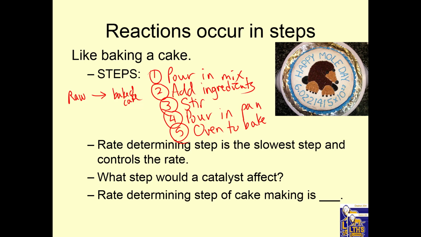So the rate determining step is the slowest step, and that controls the rate of the rest of the reaction. So you can do that in 1 second, 2 minutes, 3 minutes. Let's see, pour in the pan, that takes 30 seconds, but then you got to cook it for 40 minutes. So no matter how fast you do these, your cake's not going to get done until after the long step gets done. Okay, so a catalyst makes the reaction speed up, so a catalyst is probably going to affect the slowest step. So rate determining step is the slowest step. So in this cake mixing, it's probably step 5, and that's baking it, right? Okay, it's step 5. Okay.